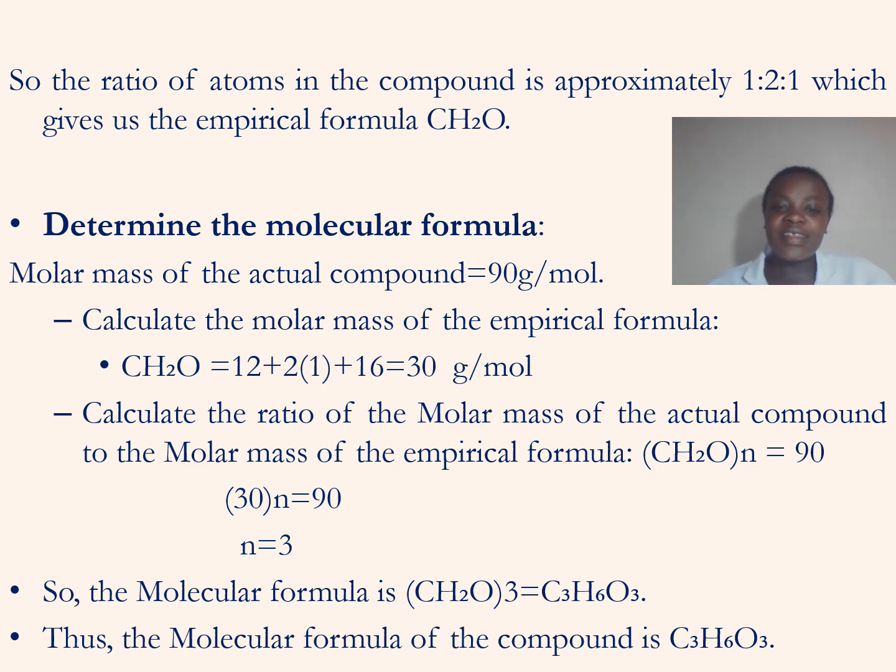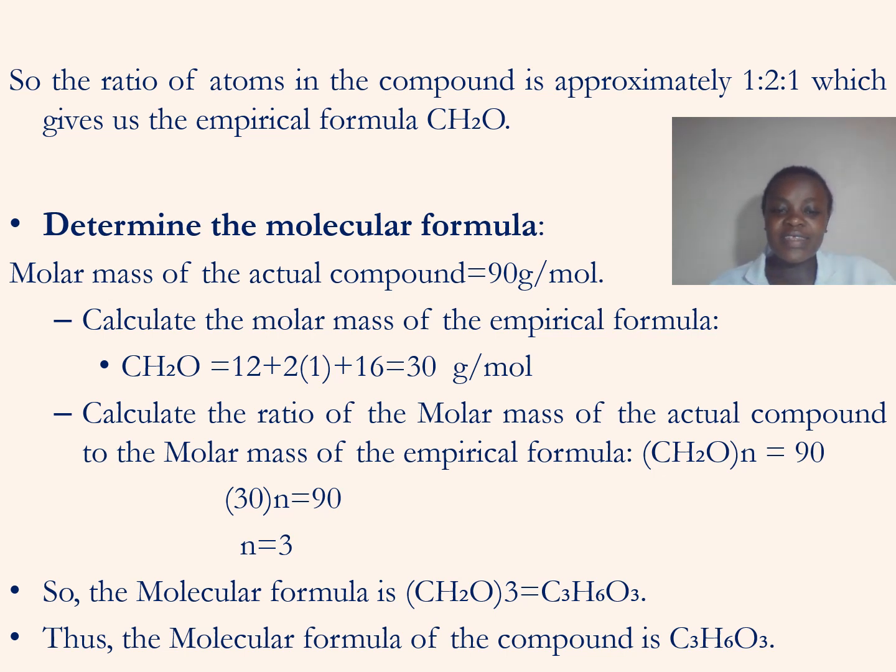Then to get N, we are going to equate the empirical mass, in brackets, times N, that is the multiple we want to get, to the molar mass of the actual compound, which is 90 grams per mole. So here we divide this by 30, and divide here by 30. So N will give us 3.